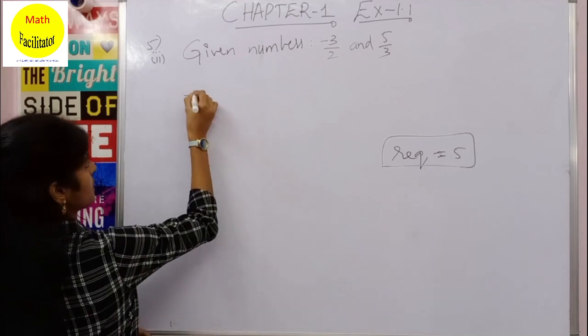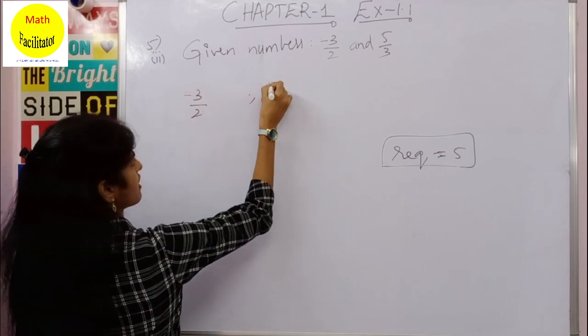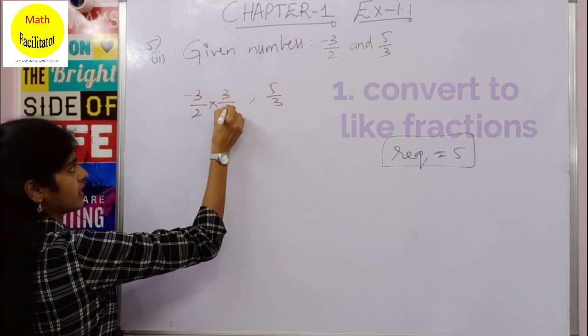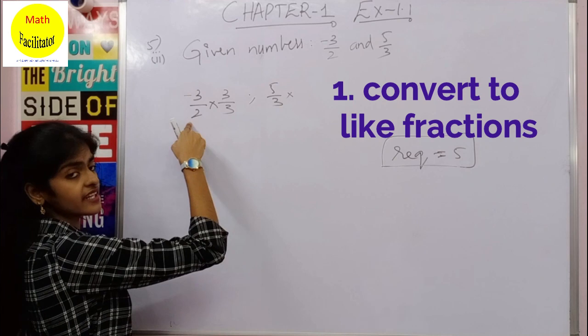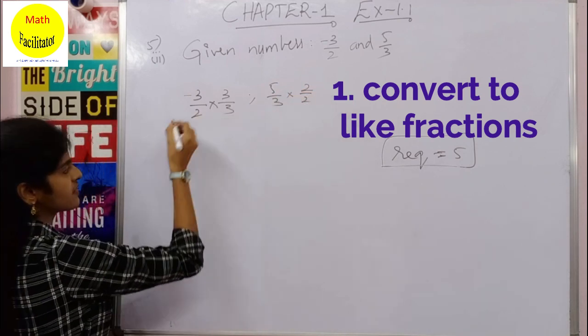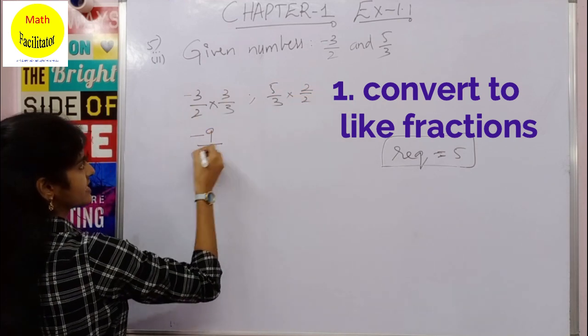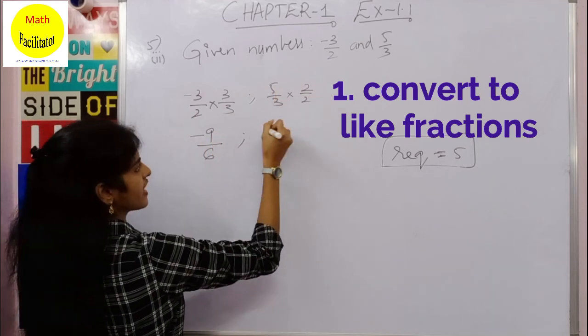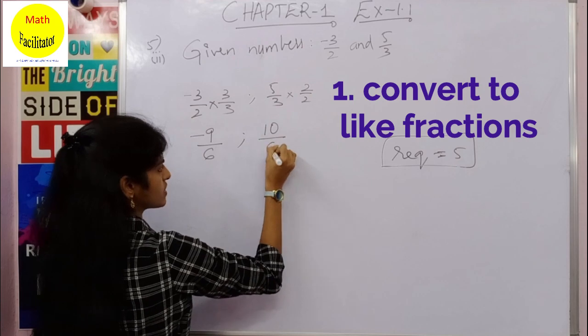Okay, so minus 3 upon 2 and you have 5 upon 3. Now this you will multiply by what? By 3. Okay, and this also will multiply and divide by 2. Now see, minus 3 into 3 is minus 9, by 2 3s are 6, and here you have 5 2s are 10, by 3 2s are 6.